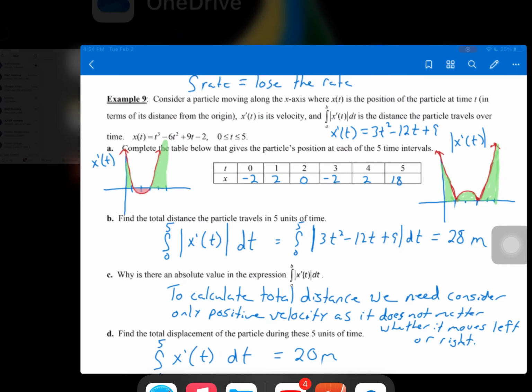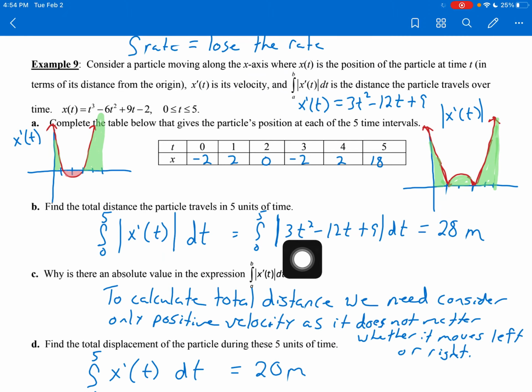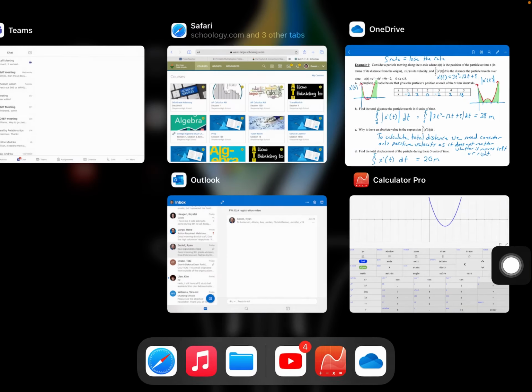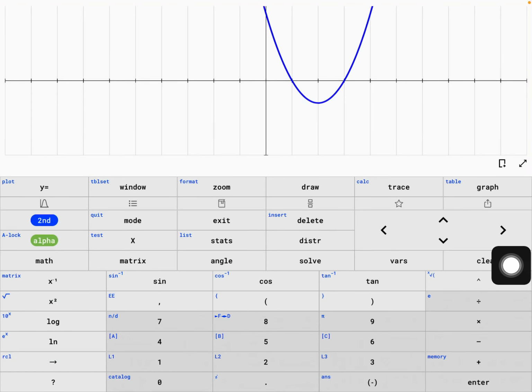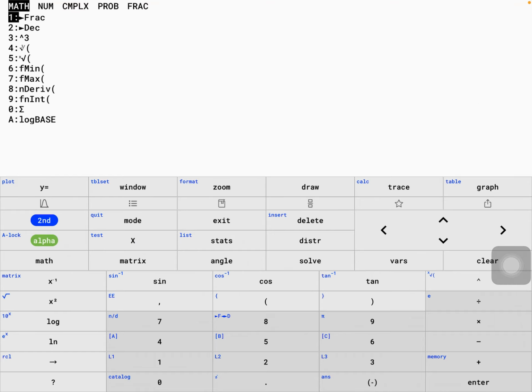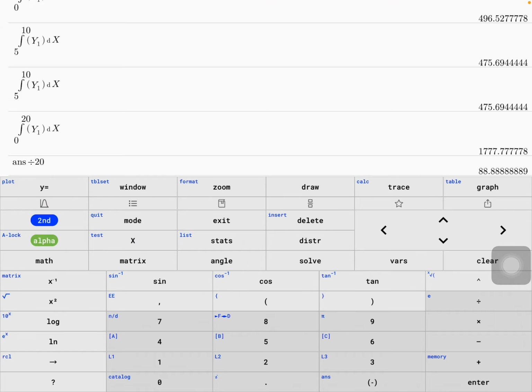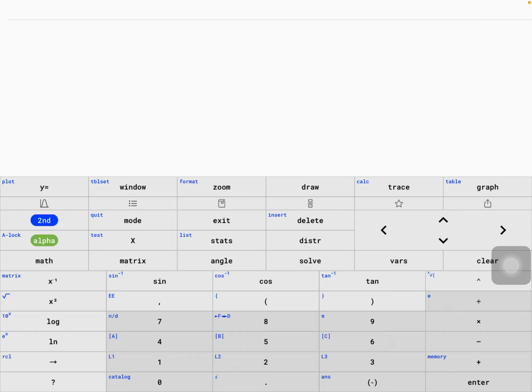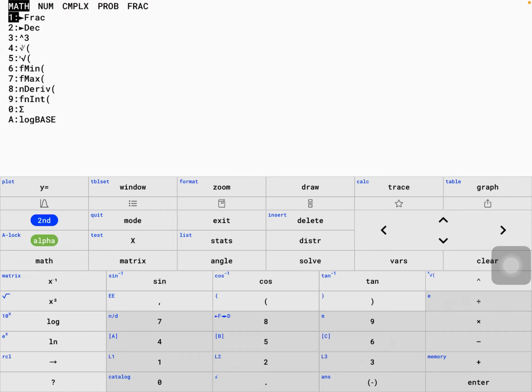Okay, so what we're going to do with this is we're going to enter in, now since I've got it in my y equals, I'm just going to put y1 in there when I do this, but I'm going to do the integral from 0 to 5 of the absolute value of that function. Okay, and it should come to 28 when I do that. So back at the home screen, so I'm going to say math 9, and I'm going to clear that out. Let's try that again.